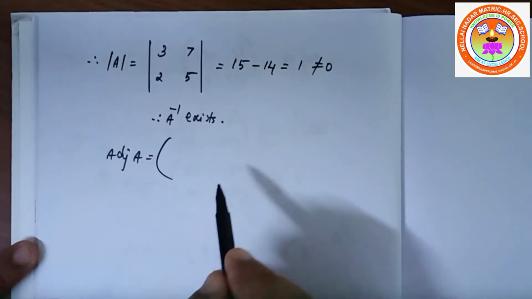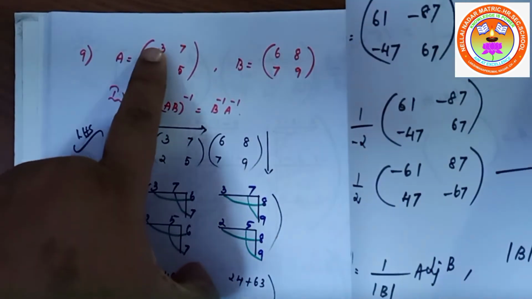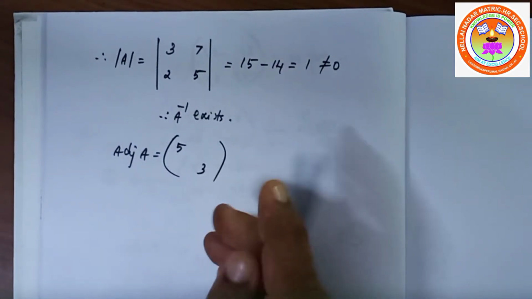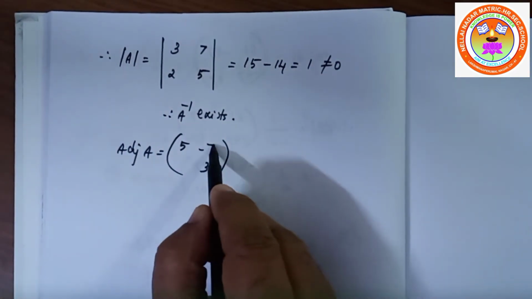You know how to find the adjoint of the matrix. Here is the matrix A. 3 and 5, we have to interchange 5 and 3. And 7 and 2 becomes minus 7 and minus 2.